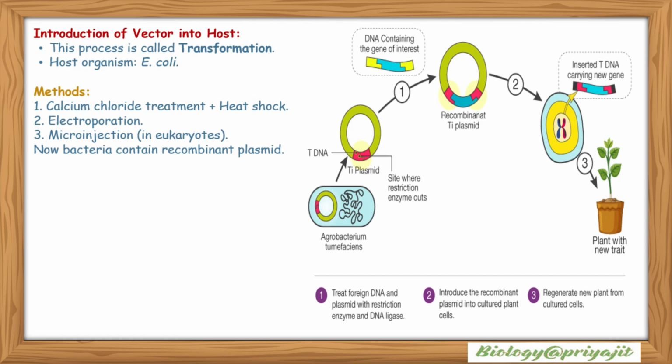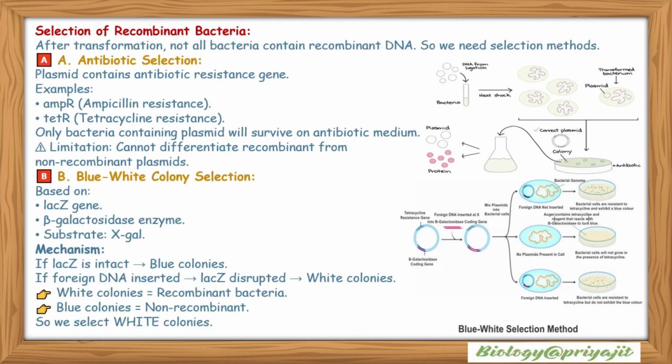So now bacteria contain recombinant plasmid. So treat foreign DNA and plasmid with restriction enzyme and DNA ligase. Then introduce the recombinant plasmid into cultured plant cells. Then regenerate new plant from the cultured cells.